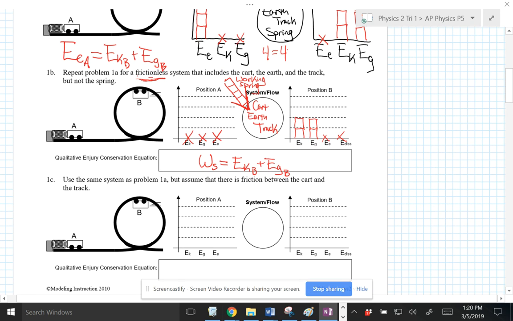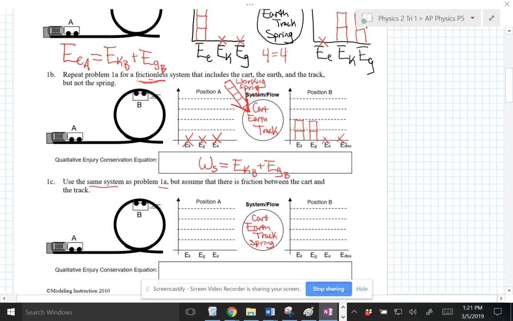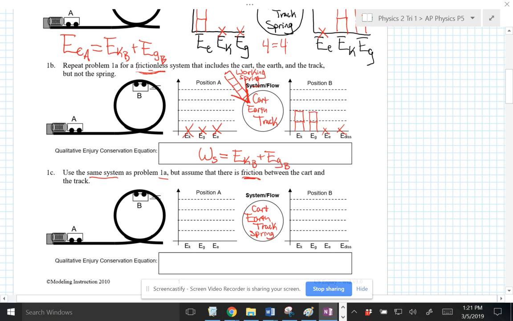All right. Moving on down the page. Use the same system as 1A. So same system as 1A is cart, earth, track, spring. But assume that there is friction between the cart and the track.